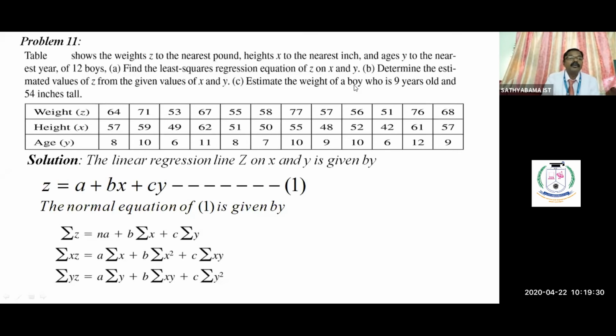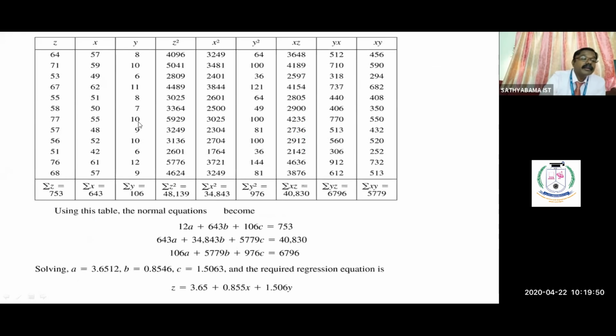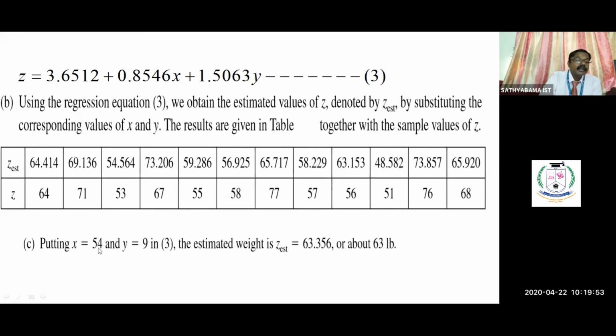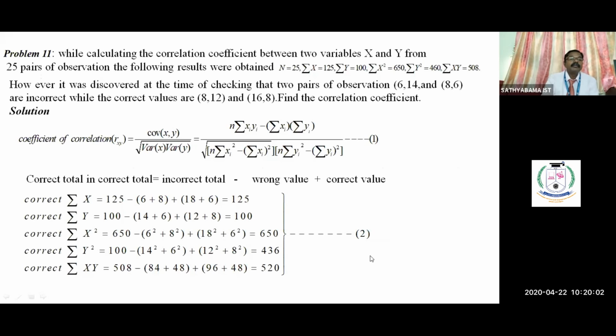That is Y equal to 9, X equal to 50. Y equal to 9, 9 years old. 9 years means age. Age is 9. Height is 54. That's what is given. What is the value of Z? After finding this equation, you can substitute x equal to 54 and y equal to 9 in this equation. We are getting this value for this problem.